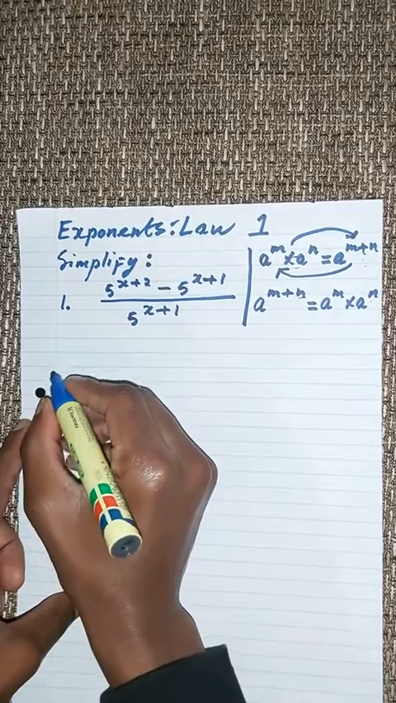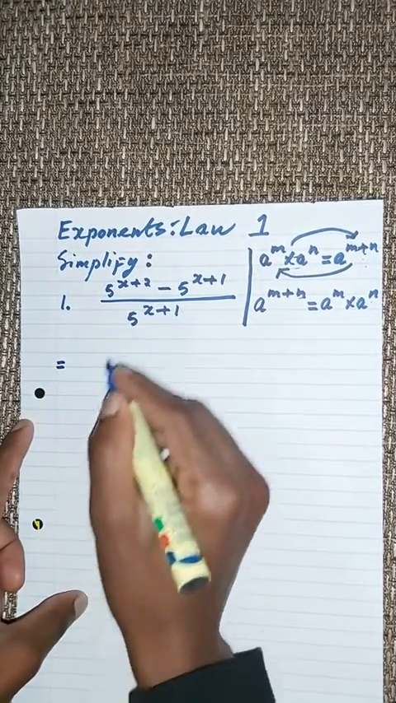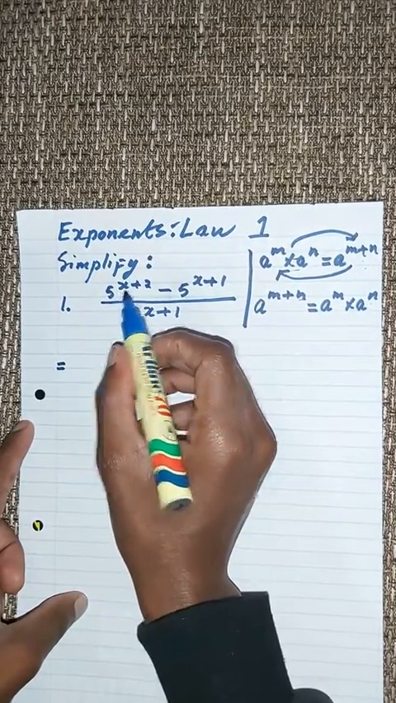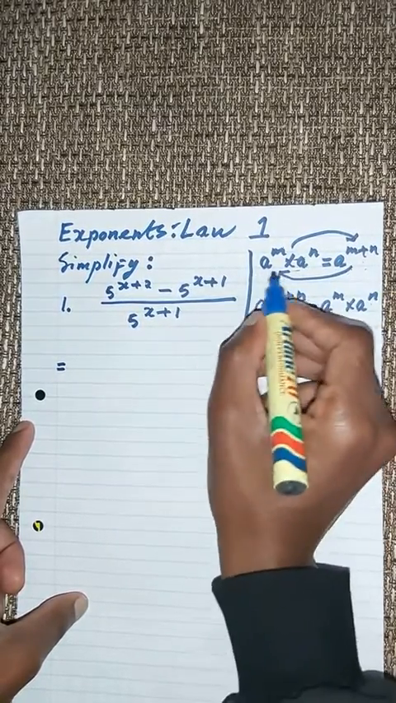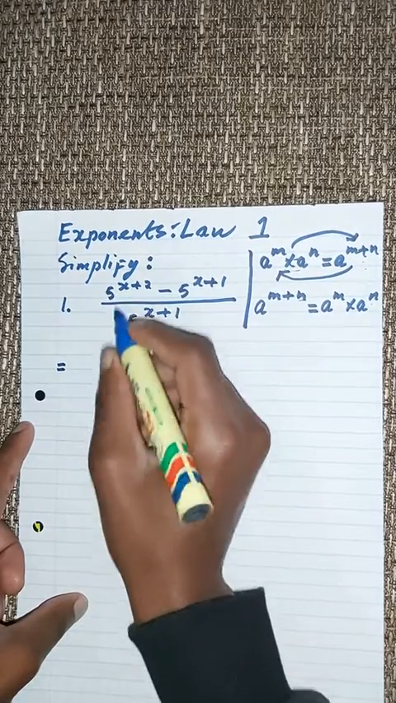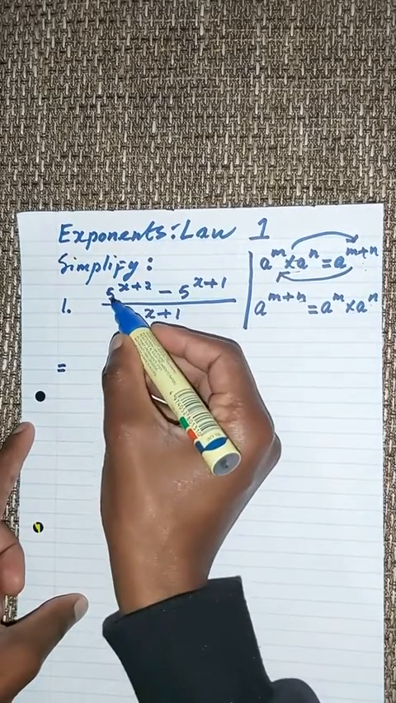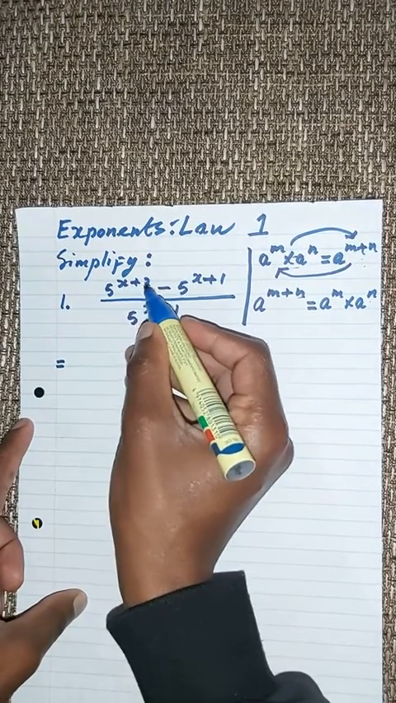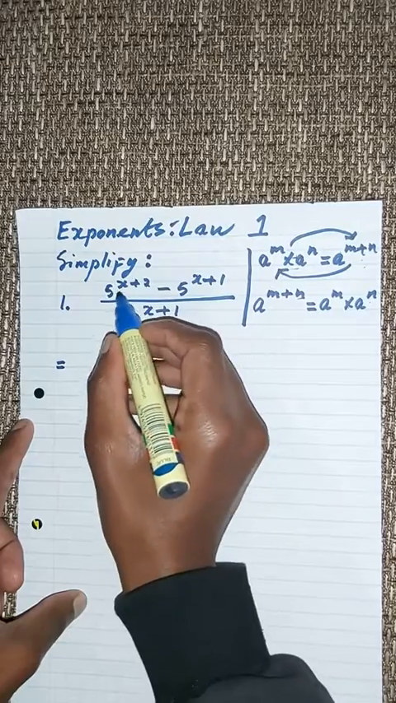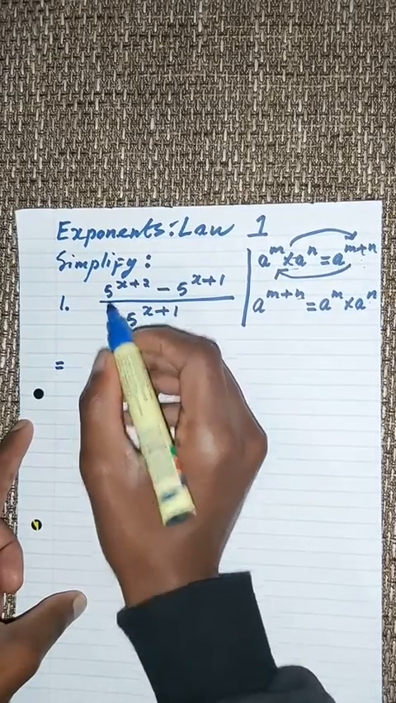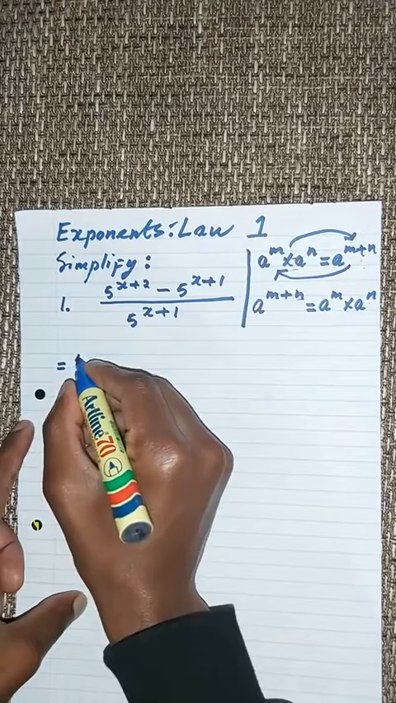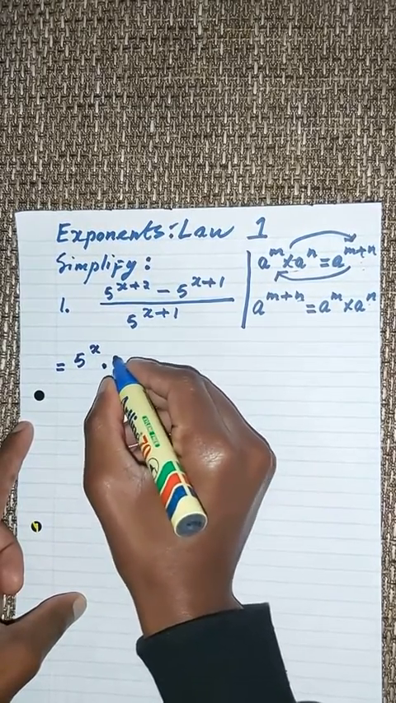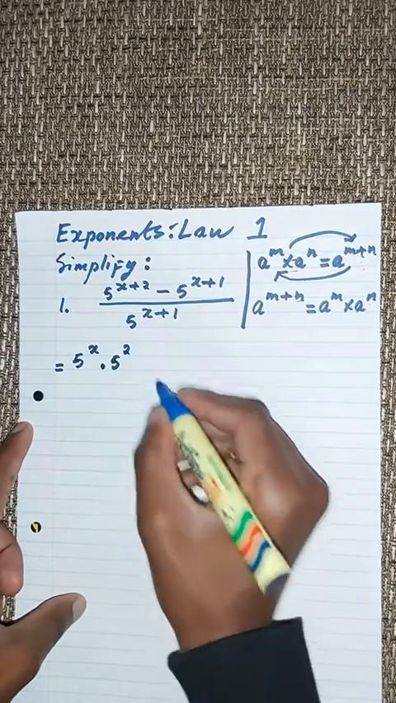So when you simplify this further, the first thing we do is reverse this from here to here. So our base is 5. We have to separately write our exponents under the base of 5. My exponents are x and 2. So I have to separately write these two exponents under the same base. So what I will have is 5 to the power of x multiplied by 5 to the power of 2.